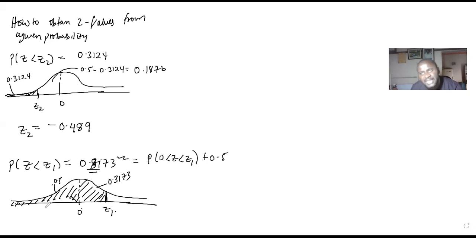Likewise, if it is greater than, it ends at positive infinity, so you shade from positive infinity as you come towards 0. When you reach 0 and you have clocked 0.5, if the value is greater than 0.5, then you borrow more space as you go to the left. Hence, you land on the negative. So according to this one, what value gives you 0.3173? That value becomes our Z1.